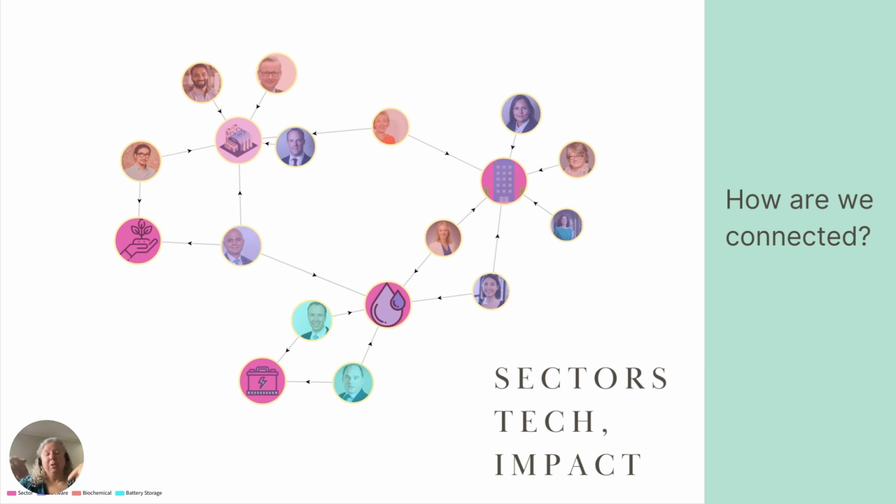This first map, and you can go and click on it down below and look at the examples, is a visual story of how the connections are happening in your network, and in this example, in a small cohort. So in this case, we've mapped the sectors, the tech, and the impact, and we have tools to help you explore that with your group.